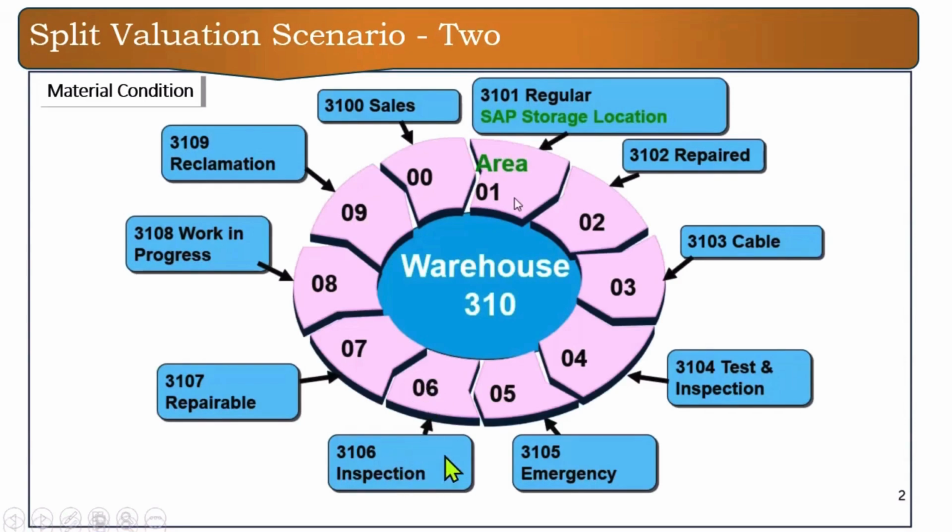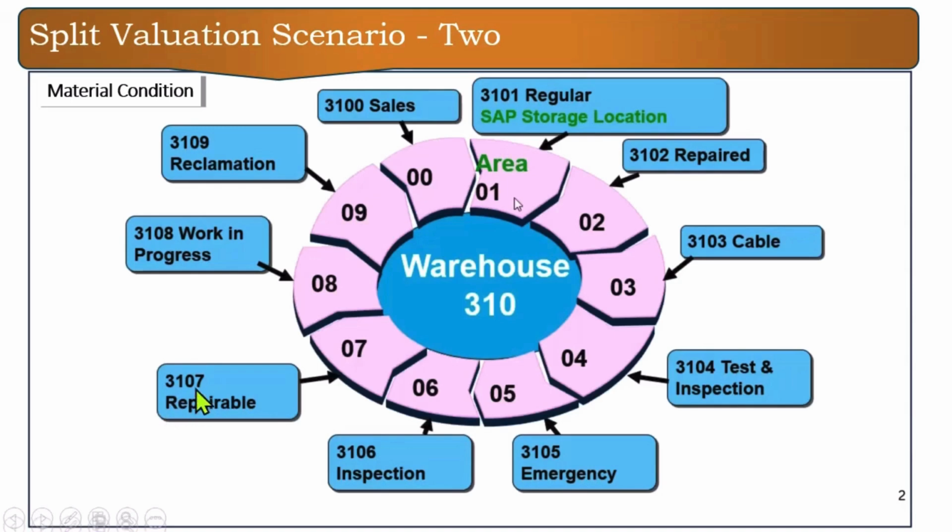3106 is for inspection. Okay, there are two inspections. One is for the material after repair. This warehouse has a small unit where they have all the equipment, and they can do the testing there. So this testing is for the repaired material. The other inspection is for the material which is procured recently, the new material. They put it in inspection and they do the inspection. For that material, 3106 is the last digit, this is the inspection.